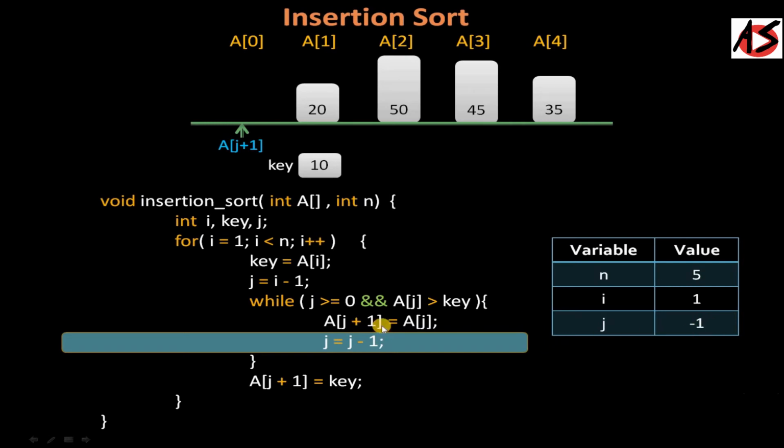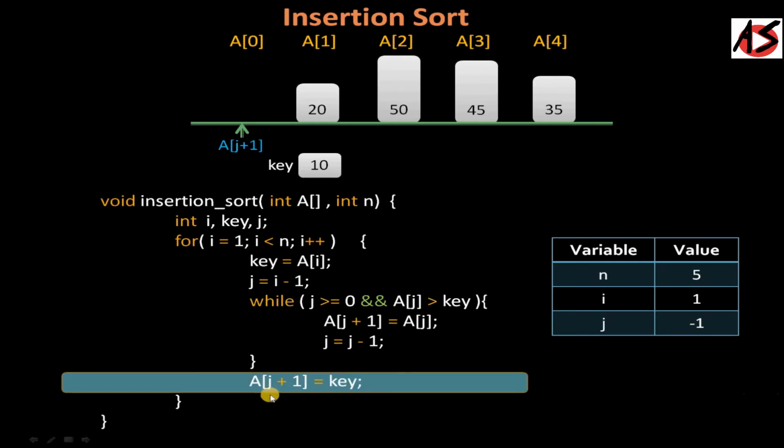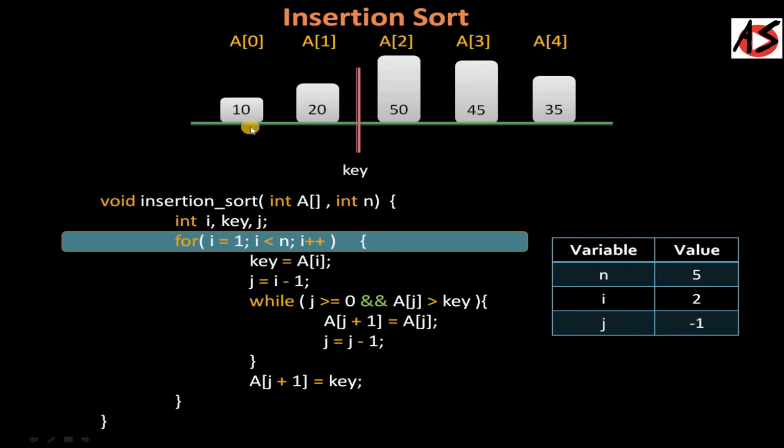Now you again check the conditions. j greater than or equal to 0. Now j is equal to minus 1, so the condition is false. So you come out of the while loop and take A[j+1] equal to key. So you copy the key into A[j+1]. Now you can see your first two elements are sorted. Before this line you have all sorted elements, and after this line you have unsorted elements.